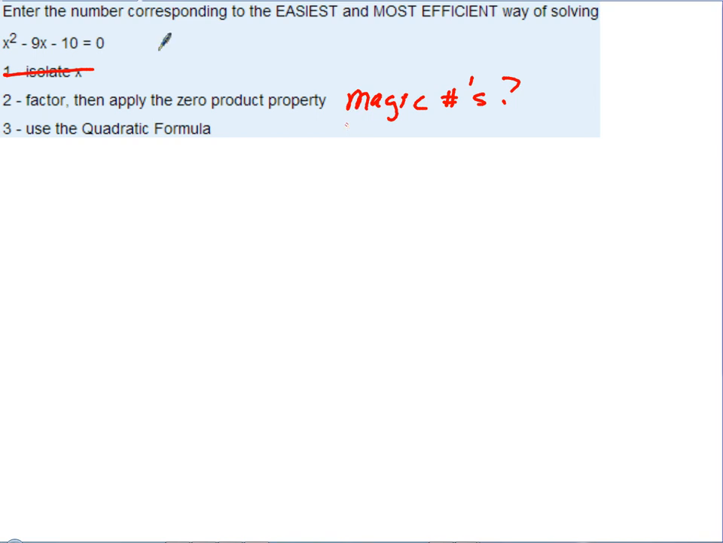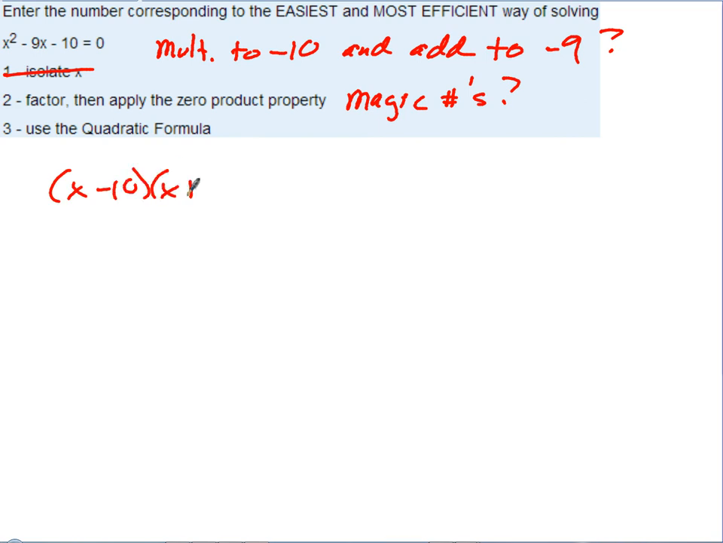So are there numbers that multiply to negative 10 and add to negative 9? What are they? Yeah, so it'd be negative 10 and positive 1, right? So this thing would factor into x minus 10 times x plus 1, and that's super easy to solve. Just set the factors equal to 0 and solve. So it would be factor.